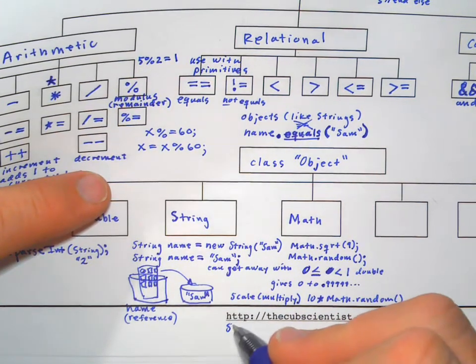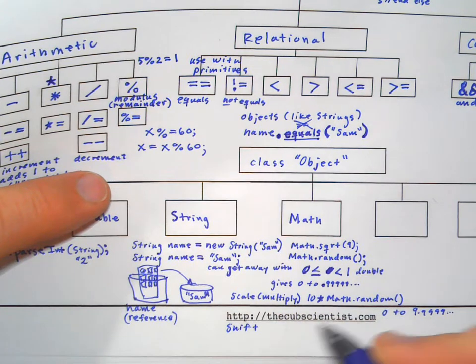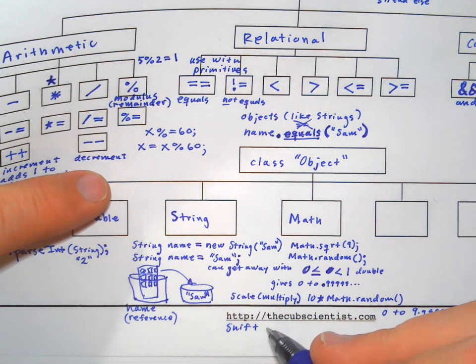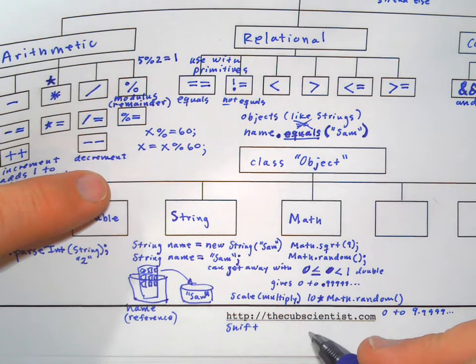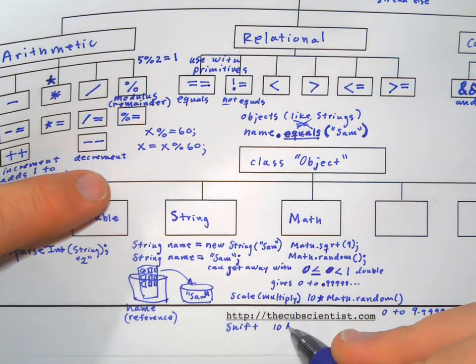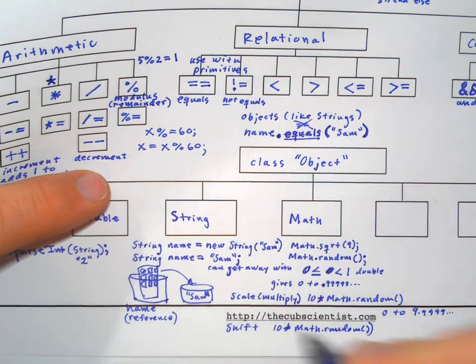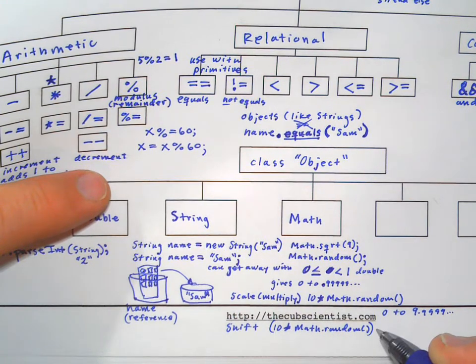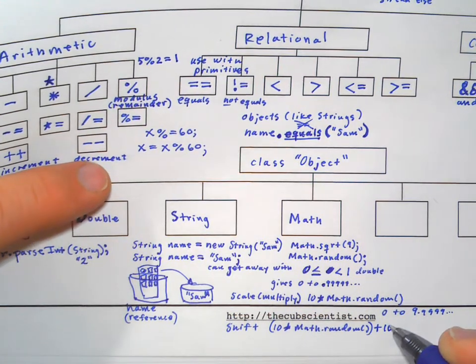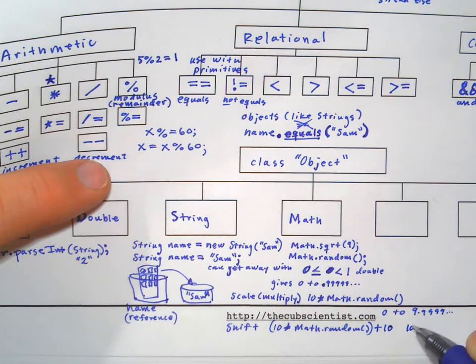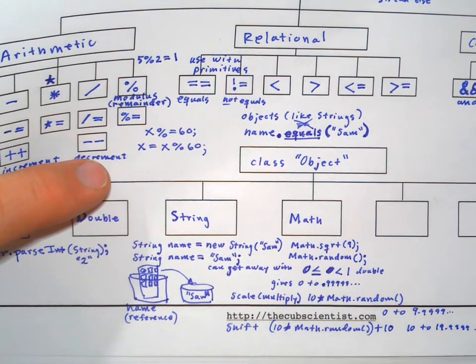We can shift it. That means adding something to it to give bigger numbers. So you could do something like 10 times Math.random, and then add a value to it afterwards. That would give you 10 to 19.999.